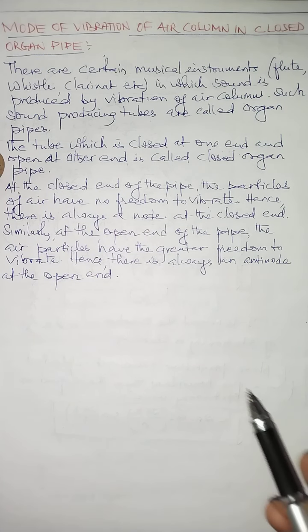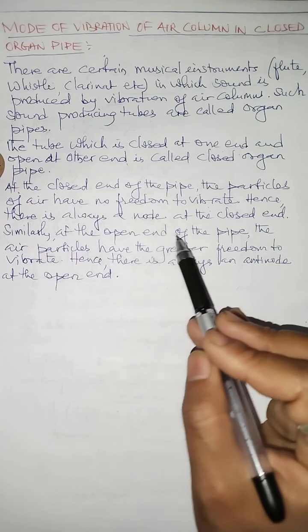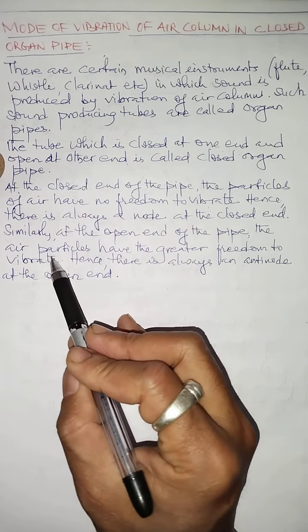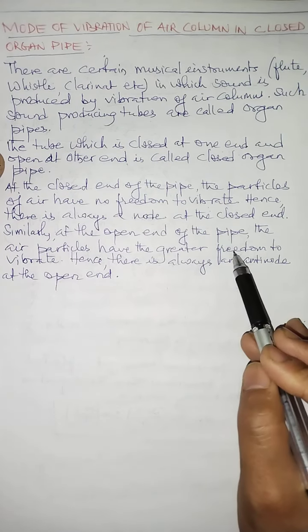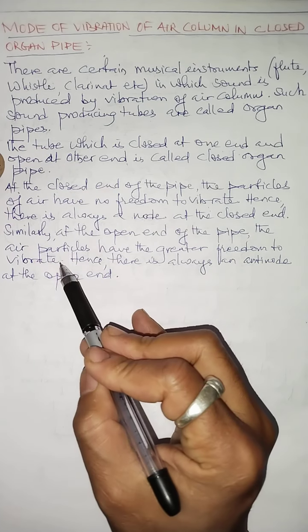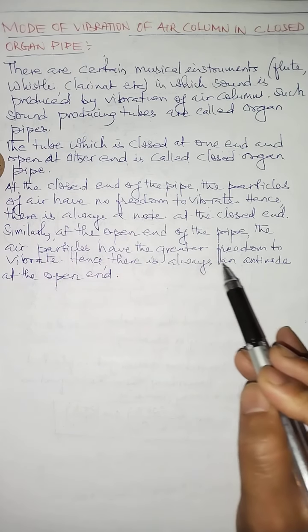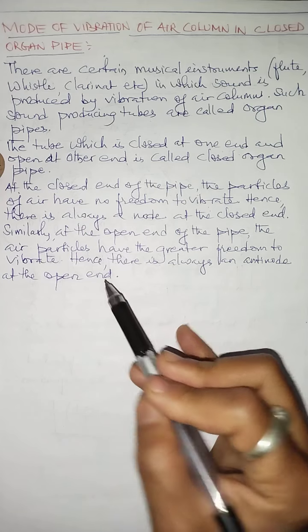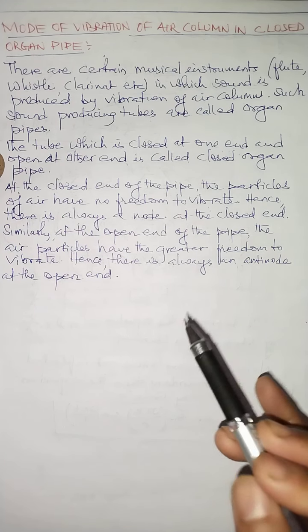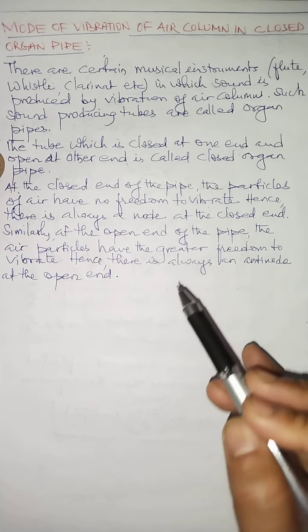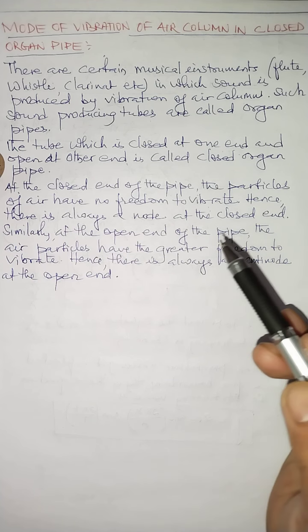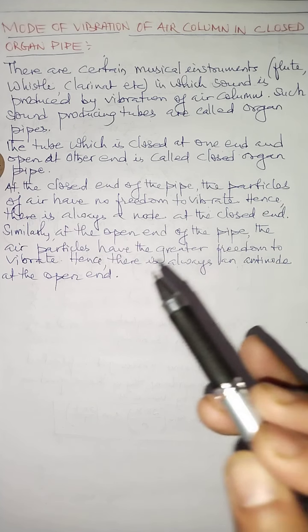Similarly, at the open end of the pipe, the air particles have the greater, maximum freedom to vibrate. That's why there is always an antinode formed at the open end. So the formation of node and antinode always happens at the closed end and the open end.